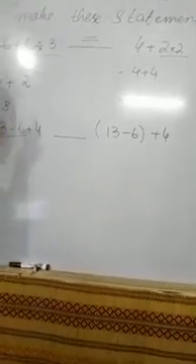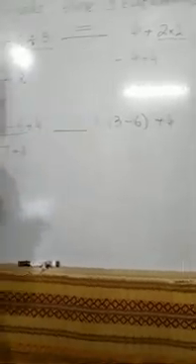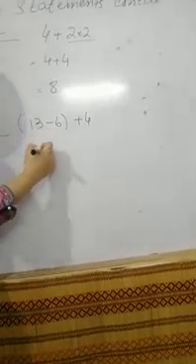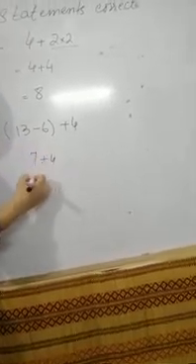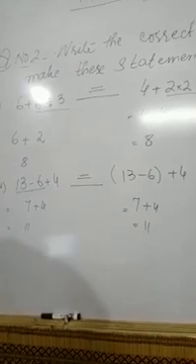13 minus 6 is equals to 7 plus 4, which is equals to 11. And here, if we solve the bracket first, again this will be 7 plus 4, which is equals to 11. So our left hand side is equals to our right hand side.